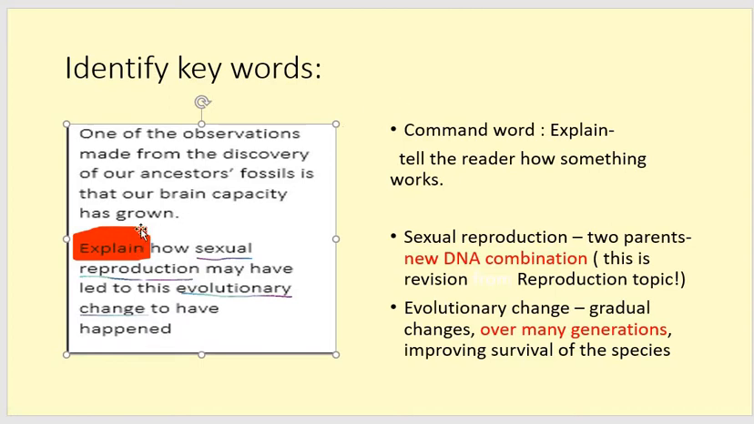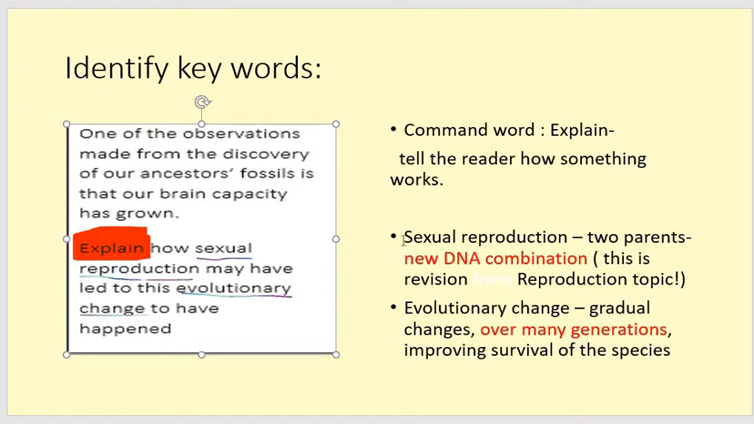You've got the command word explain. I put this in red. I would highlight this if I was working on it at home. And explain means that we have to tell the reader how something works or how it happens. And there's two key bits that you have to explain. You have to include sexual reproduction and evolutionary change.